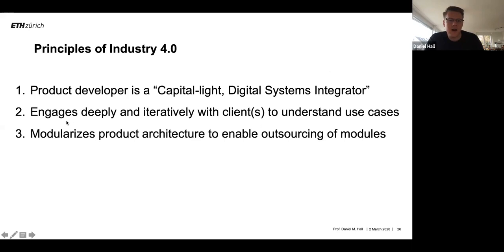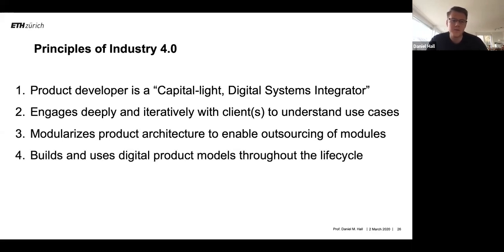They will modularize, and modularize does not mean modular construction, but they'll try to create a modular product design, which means that there are very standard interfaces that can be swapped out the same way that a computer is put together today, that you can have different parts that are swapped out. You modularize the product architecture so you can outsource the modules to other fabricators and suppliers. And then you build and use digital product models throughout the life cycle.